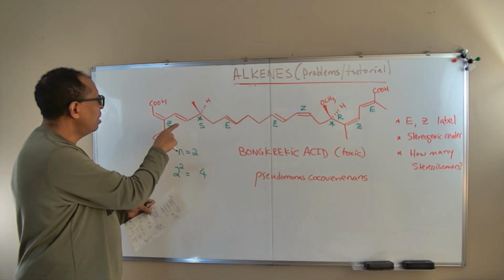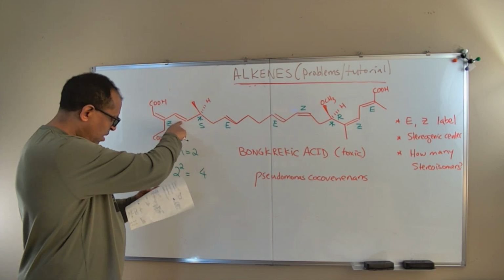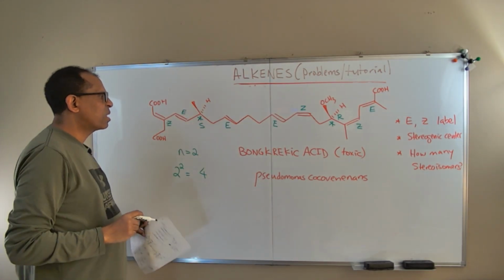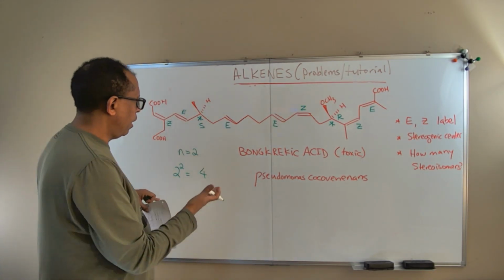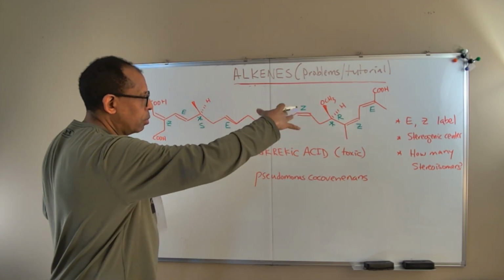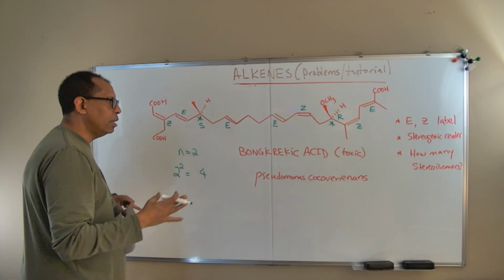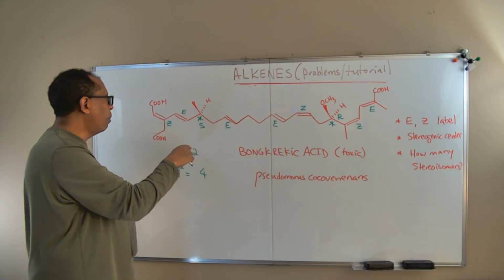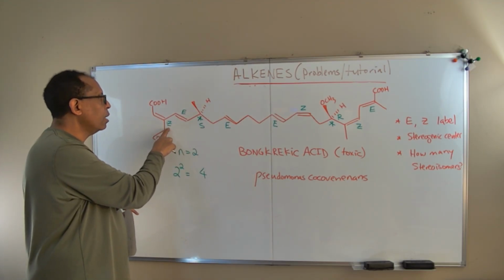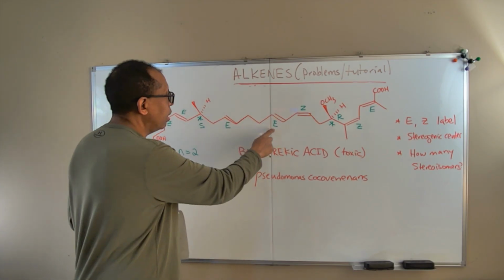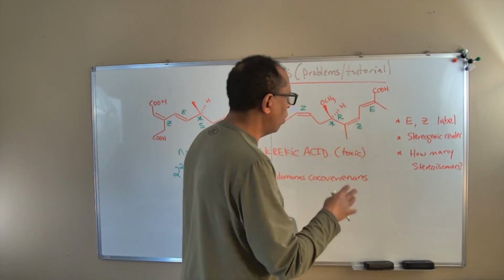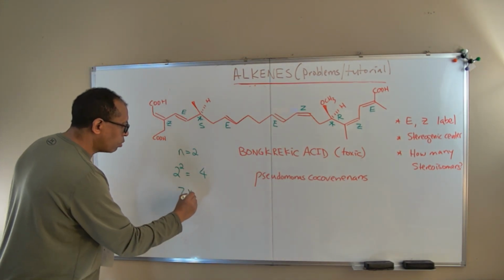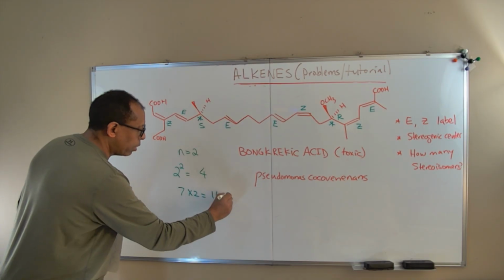Oh, here I have also one more, which is an E isomer. So there are 7 of them. If I have 7 double bonds, each one can have a Z and E, the opposite. For example, here I can have E, I can have Z, I can have Z, Z, E, and so on. So for the 7 of them, I can have 7 times 2, 14 stereoisomers.